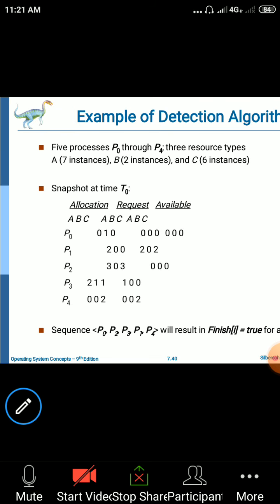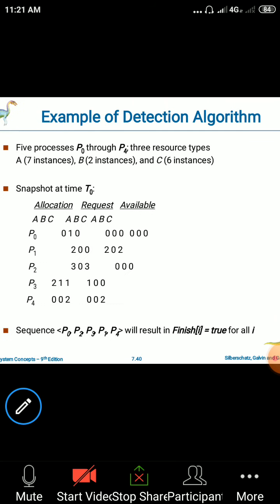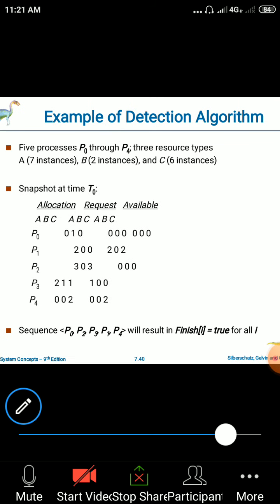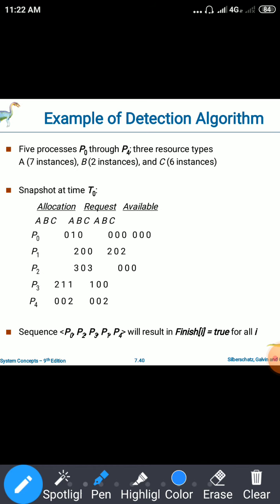So here, solving the problem, finding the safe sequence, is similar to the Banker's algorithm. That's why I'm not going to solve it once again. We are finding whether the available resources are greater than the need, then they are allocated, otherwise they are not allocated. Or if the request is greater than the available, then that request cannot be satisfied, then the process will enter into the deadlock situation, and that is detected by using the deadlock detection algorithm. So this is about the deadlock detection, and in the next class we'll see the recovery from the deadlock.